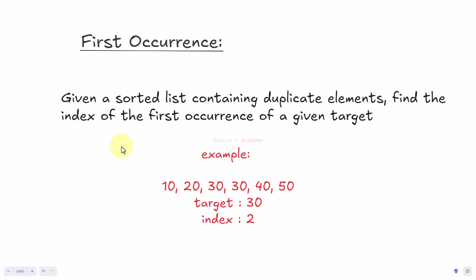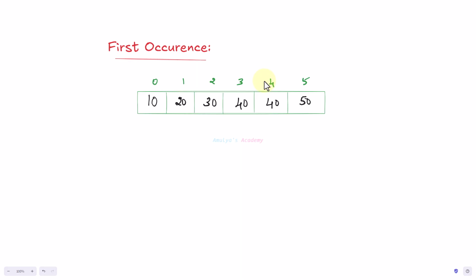Here is the problem statement. Given a sorted list containing duplicate elements, find the index of the first occurrence of a given target. For example, here we can see a sorted list of numbers with duplicate elements, right? Here the target is 30 and the index of the first occurrence of 30 is 2. That's why the output is 2. First occurrence in a list of numbers means the position or index where a particular number appears for the very first time in the list.